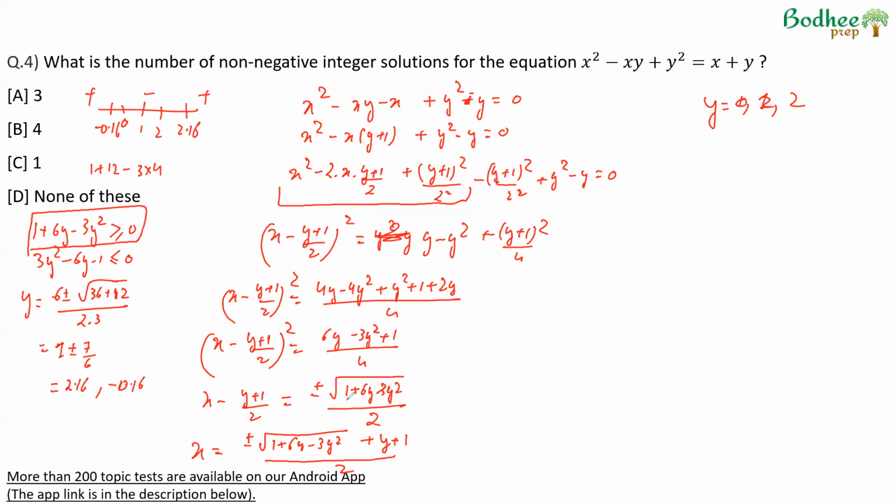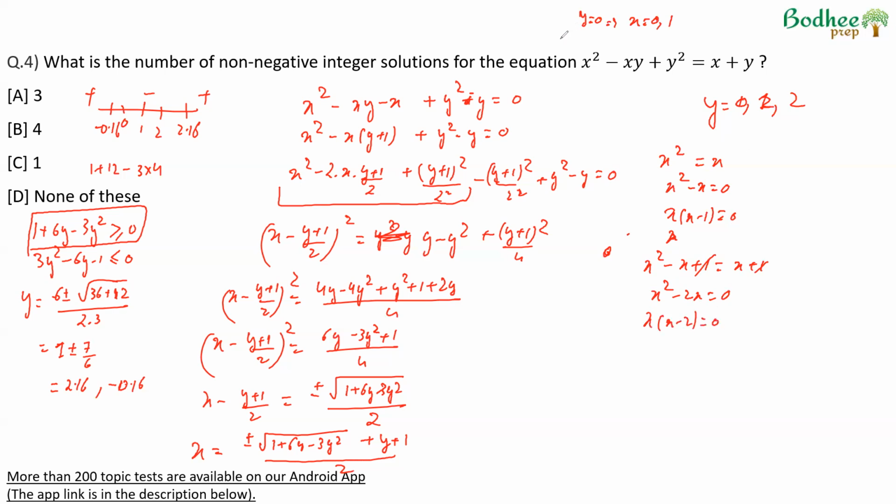Now if we put y as 0 here, we will get x square minus 0 plus 0 is equal to x, which means x square minus x is equal to 0, or x into (x minus 1) is equal to 0. So if y is equal to 0, x could be 0 or 1. Hence, y is equal to 0 implies x is equal to 0 or 1. If we put y as 1, we'll get x square minus x plus 1 is equal to x plus 1. So x square minus 2x is equal to 0, or x into (x minus 2) is equal to 0. Which means y is equal to 1 implies x could be 0 or 2.